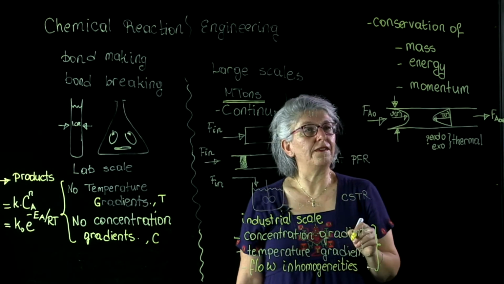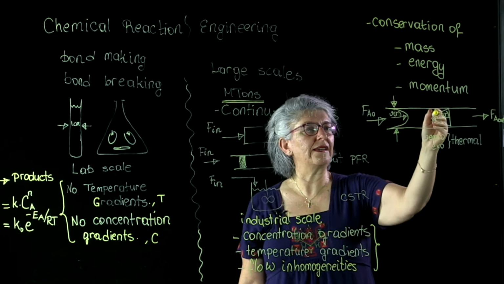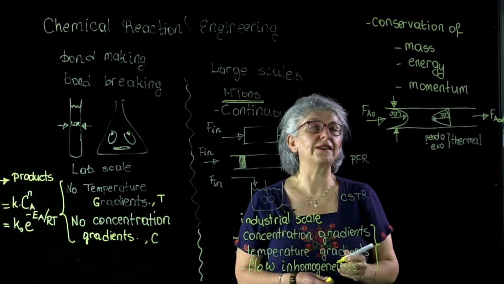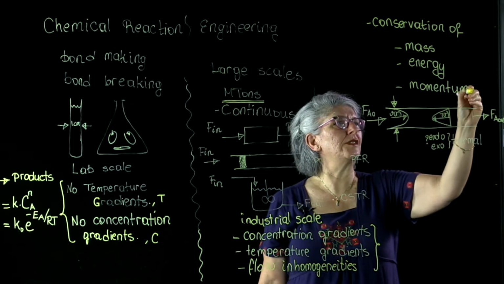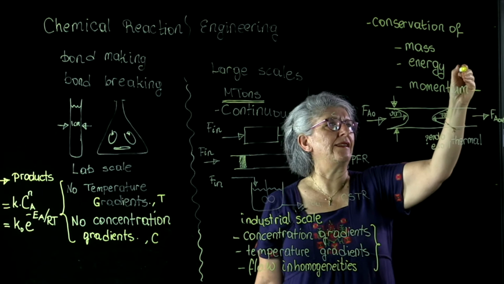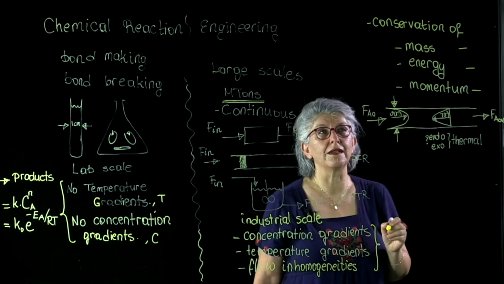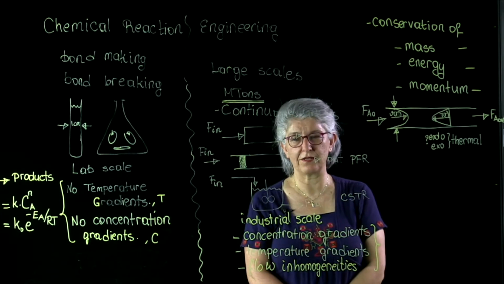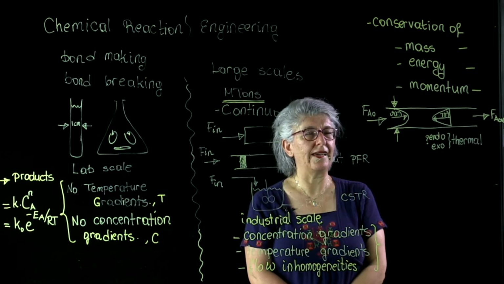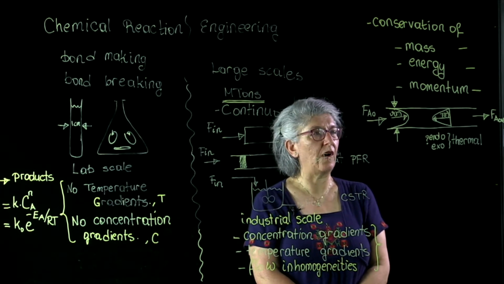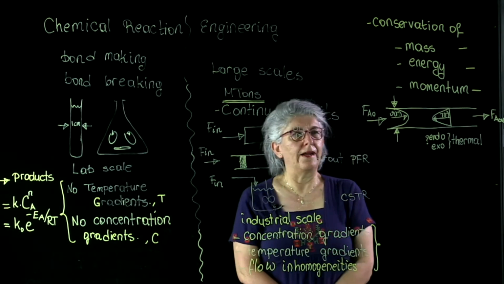So if we are sure that we have velocity gradients and temperature gradients, it is important that we solve the momentum balance and the energy balance along with the mass balance or species conservation equation, in order to have an accurate representation of the reactor behavior.